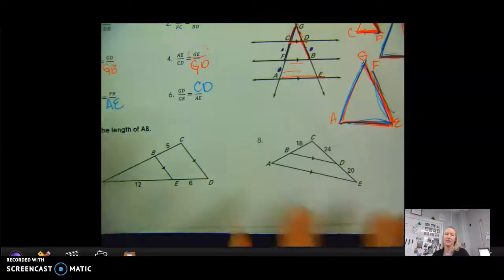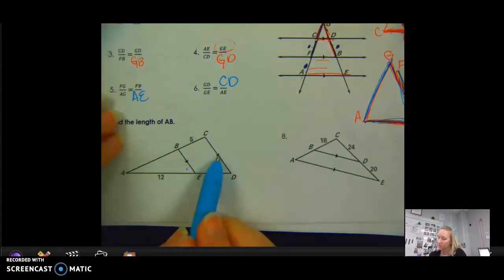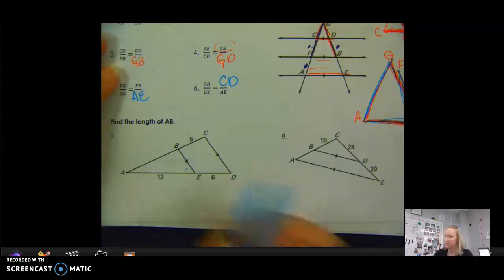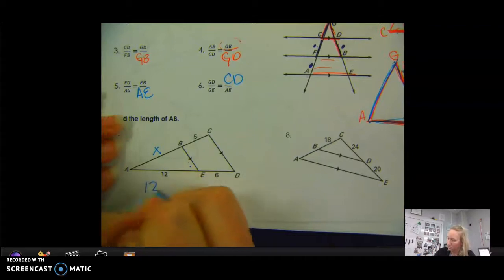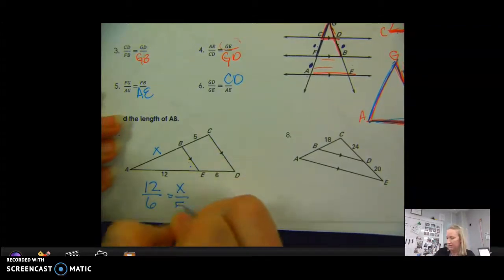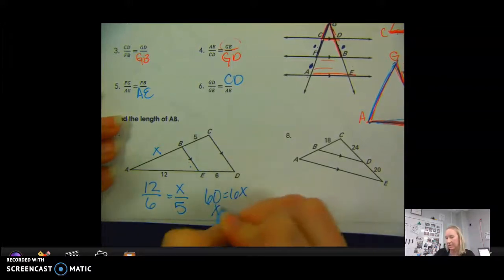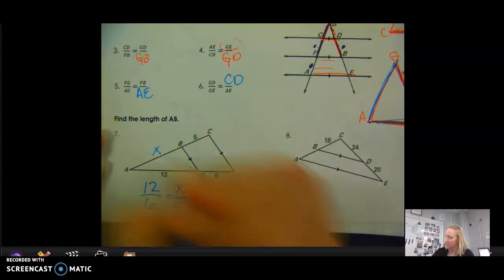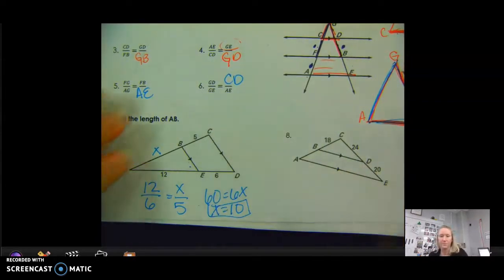Next, find the length of AB. So this one goes back up to theorem 6.4. Parallel, parallel, so piece over piece equals piece over piece. So I'm going to label that X. So I can do 12 over 6, this over this equals X over 5. Cross multiply, I get 60 equals 6X. Divide by 6, I get X equals 10. They want the length of A to B, which is 10 in this case.